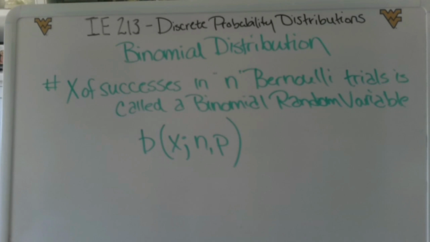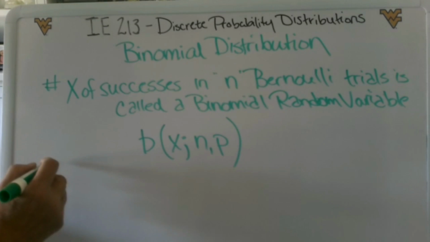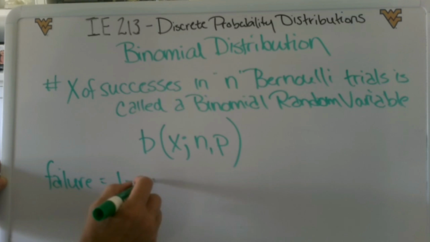The number x of successes in n Bernoulli trials is called a binomial random variable. The probability distribution of this discrete random variable is called the binomial distribution, and its values will be denoted by b(x; n, p), since they depend on the number of trials and the probability of a success on a given trial. So a Bernoulli trial can result in success with probability P and a failure, so we're going to call the failure Q. So failure, 1 minus P, is equal to Q.